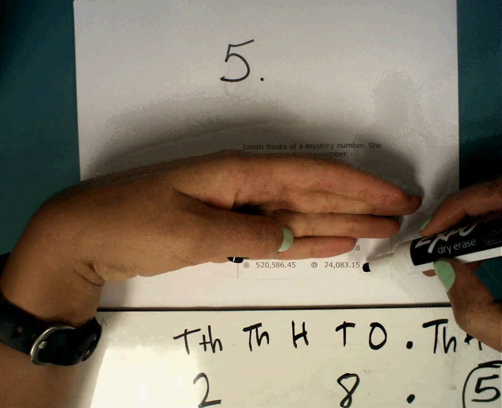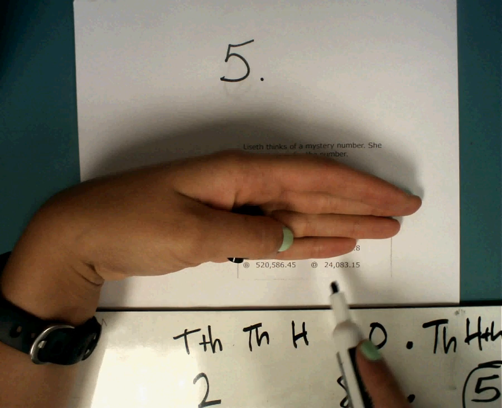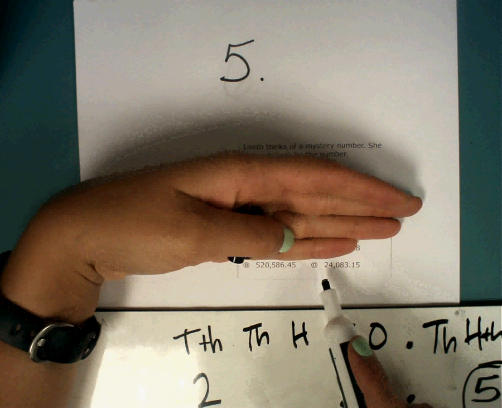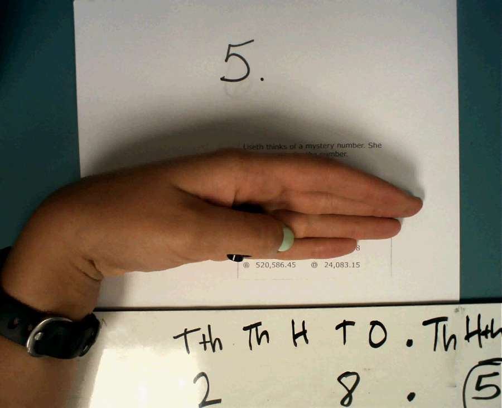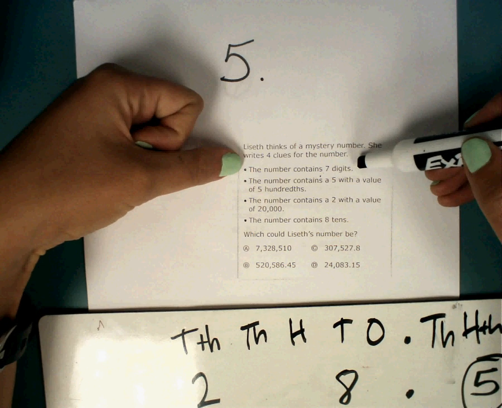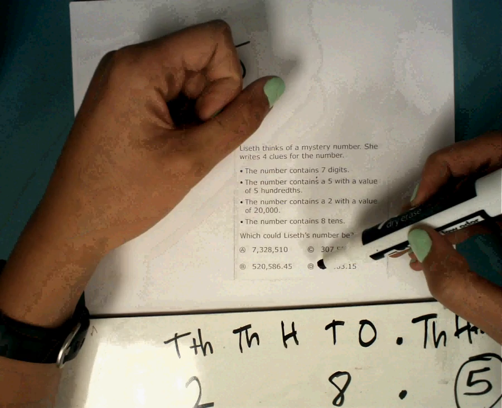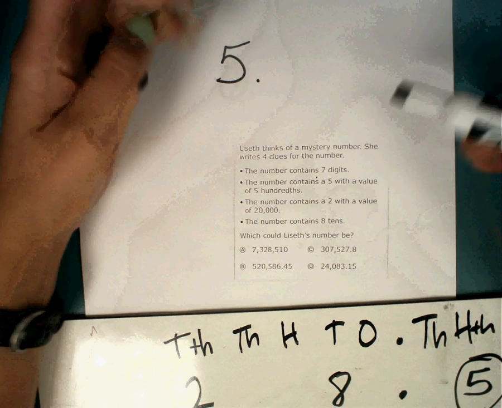So let's look right here. This one has a 2 in the 10,000s place. It has an 8 in the tens place, and it has a 5 in the hundredths place. So far our criteria are met. Don't forget this one right here. The number contains 7 digits. 1, 2, 3, 4, 5, 6, 7. Okay, so that one looks good.